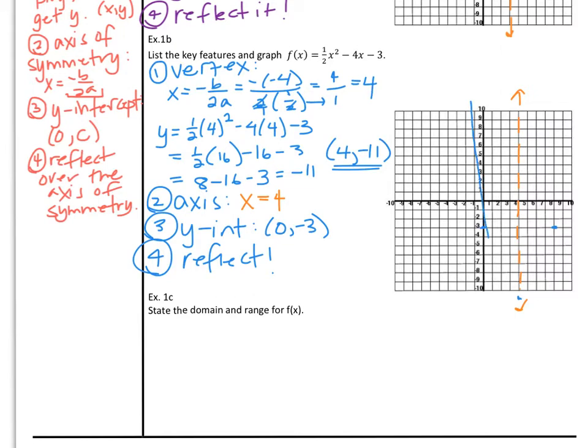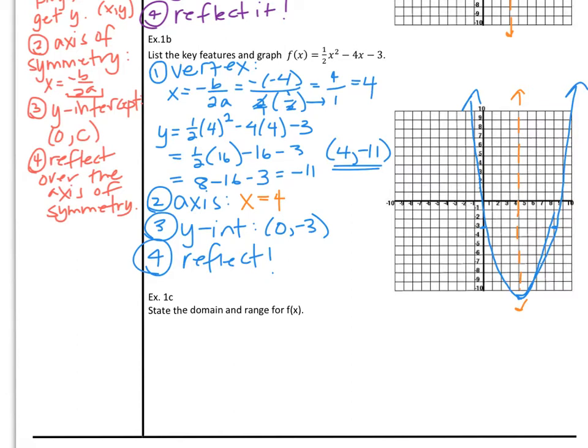So let's connect. Oops, I missed it just a little bit. There we go on the right. On both sides I missed it. There we go. Notice that's a little bit more open from left to right, and that's because our a value is 1/2. So if the number is 1/2, it's actually compressing on the y-axis, making those y values open up and be wider than the parent function.